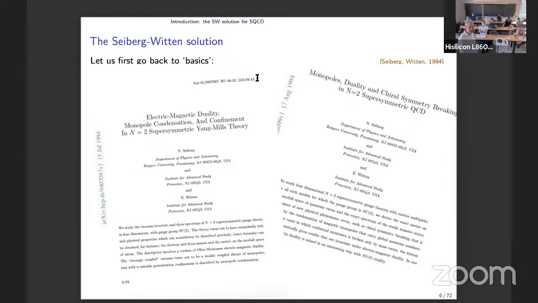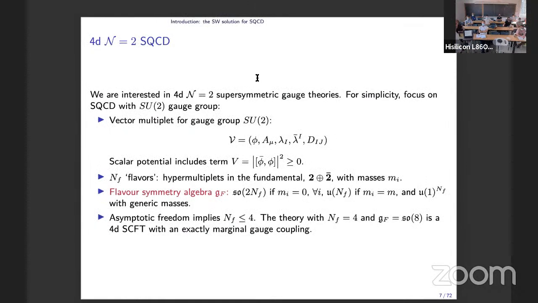So yeah, let's go back to basics. So there were these 2 papers, right, famous by Seiberg-Witten in '94. So what did they do? They were interested in 4D N=2 supersymmetric gauge theories with the SU(2) gauge group. So those are so-called rank 1 theories.